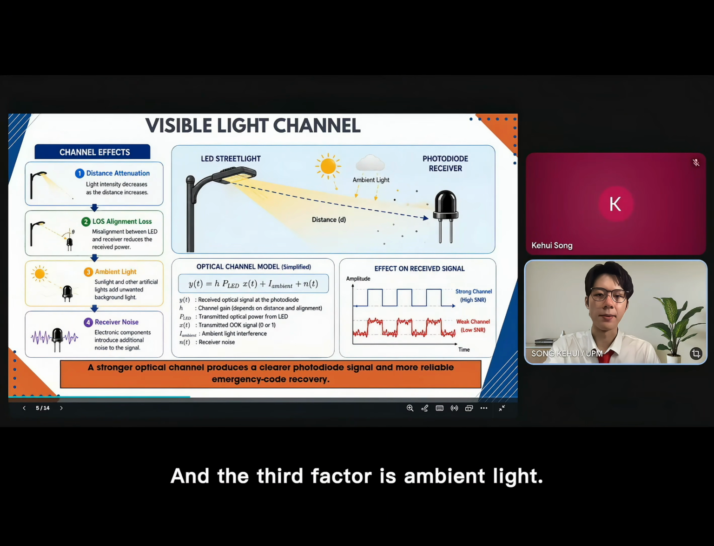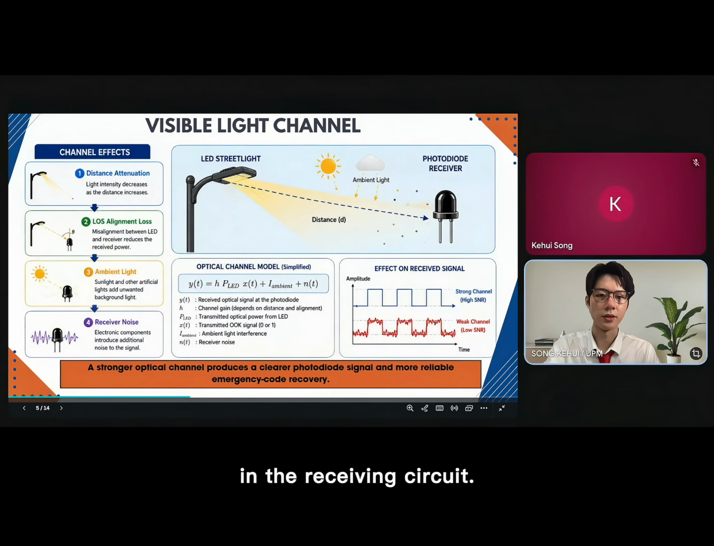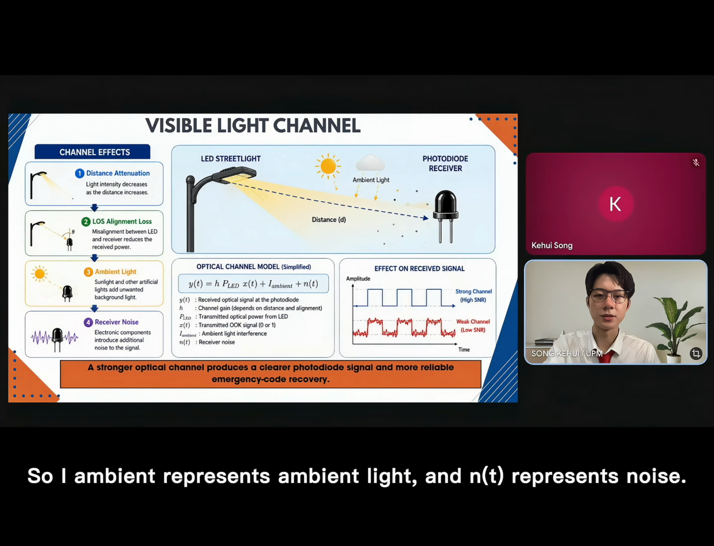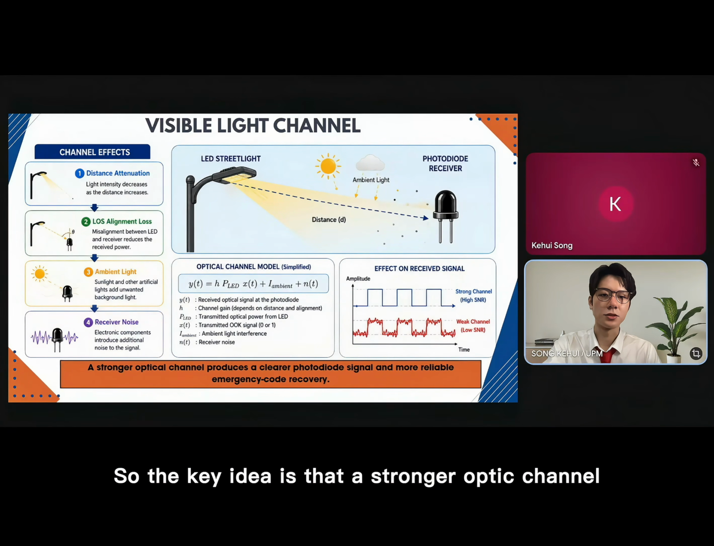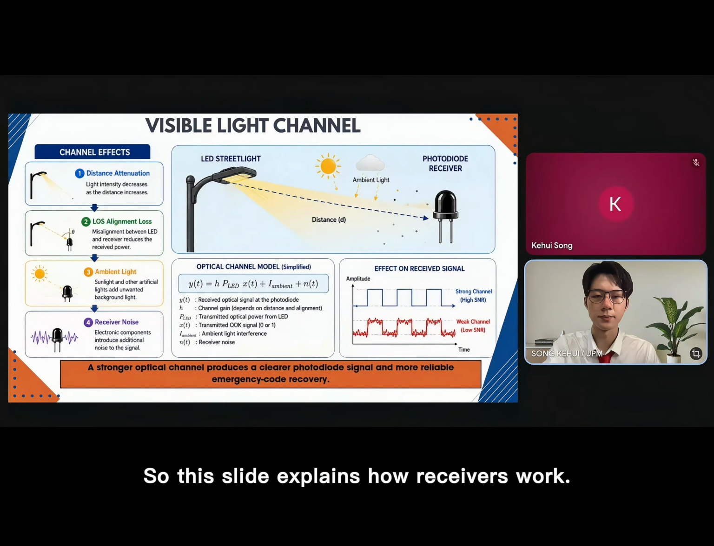And the third factor is the ambient light. Sunlight or other artificial lights can add background interference. And the fourth factor is the receiver noise, which comes from the electronic components in the receiving circuit. And the simplified model is here. X(t) is the transmitted OOK signal, and H is the channel gain, which depends on distance and alignment. I_ambient represents ambient light, and N(t) represents noise. So the key idea is that a stronger optical channel gives a clear signal, while a weaker channel may cause bit errors.